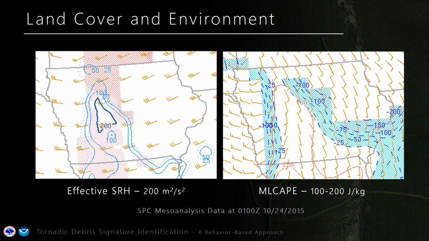And just looking at the ML CAPE and effective SRH, you really wouldn't be expecting robust updrafts with only about 100 to 200 joules per kilogram of ML CAPE, but the effective SRH gets our attention as we have this synoptic cold front working through the western part of the state here.